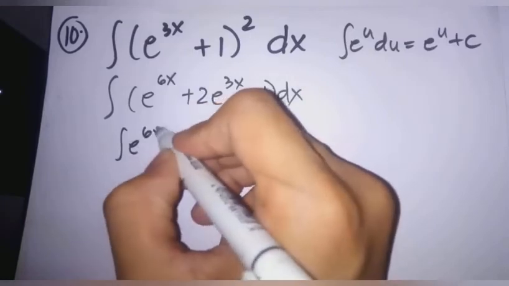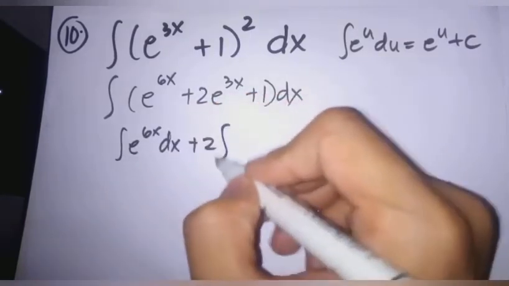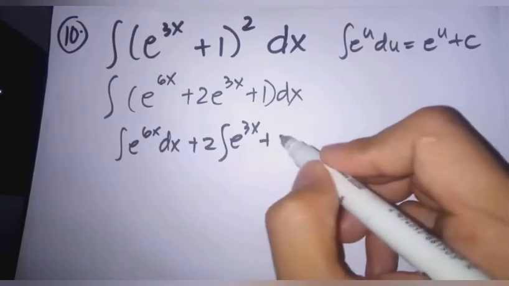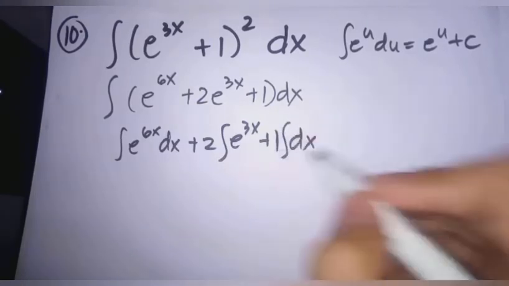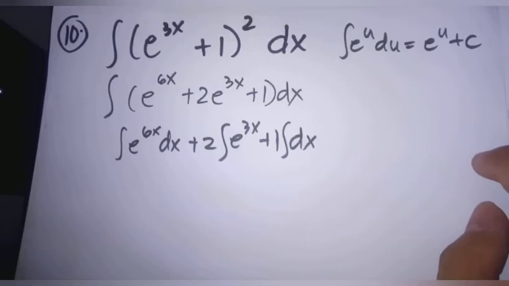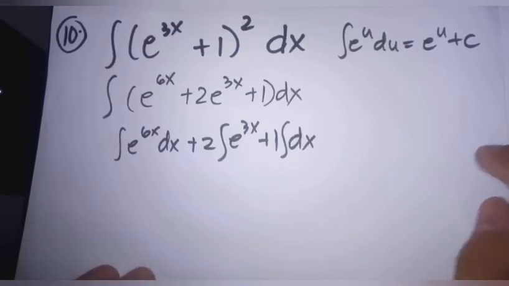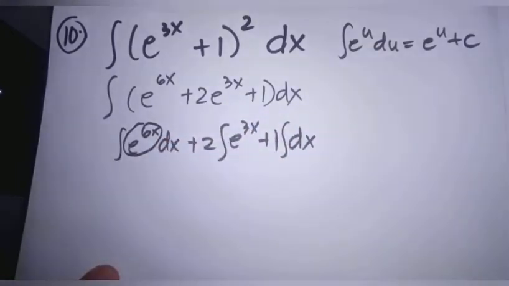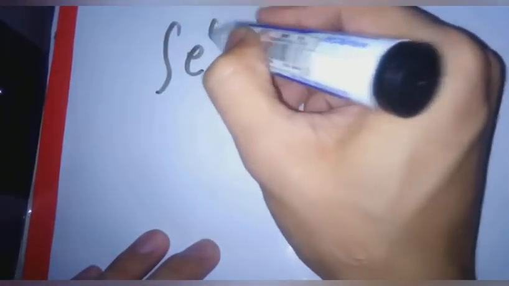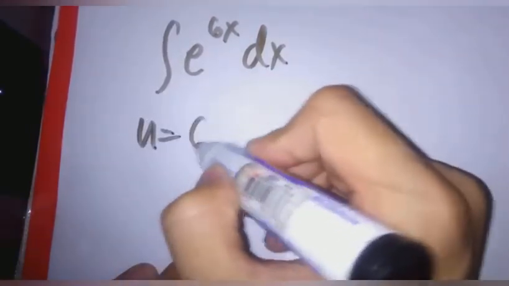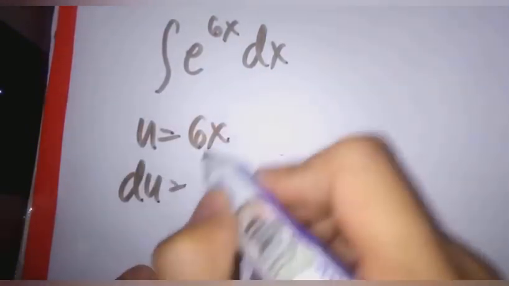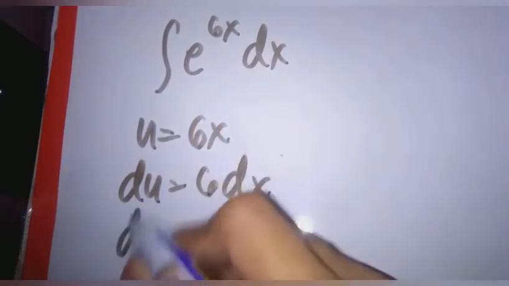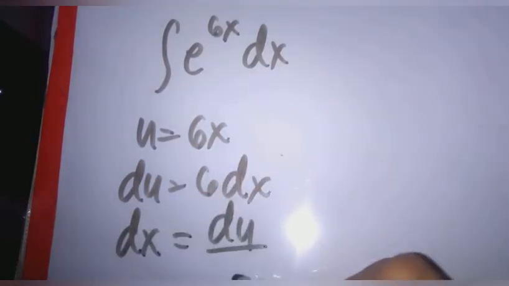So, integral of e raised to 6x dx plus 2, then e raised to 3x plus then dx, no? Ito na yung 1. Sige, lagay na natin, para maging process by process talaga siya. Ngayon, ang mangyayari dito, uunahin natin to by parts. Unahin natin itong i-integrate, no? Okay, since by parts yun, syempre unahin natin i-integrate si 6x dx. So, u substitution, u is equals to 6x, and then du, that is 6 dx, and then the value of dx, that is du over 6, no?